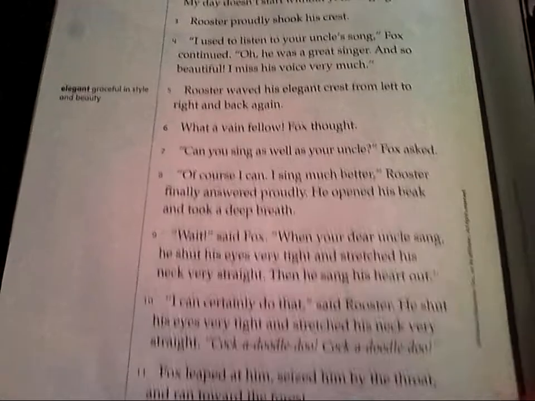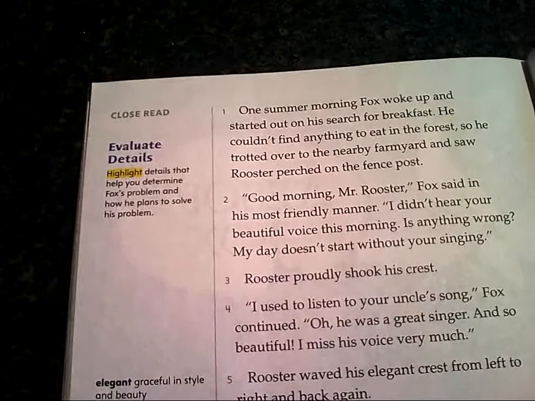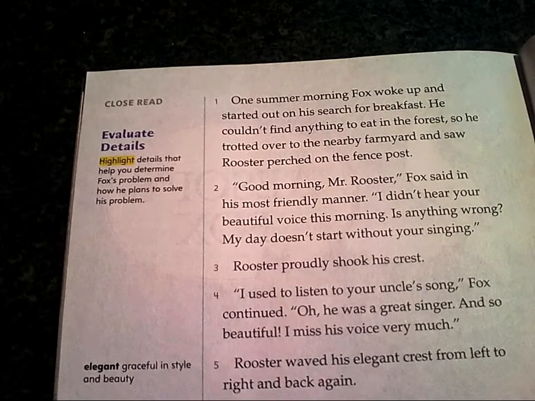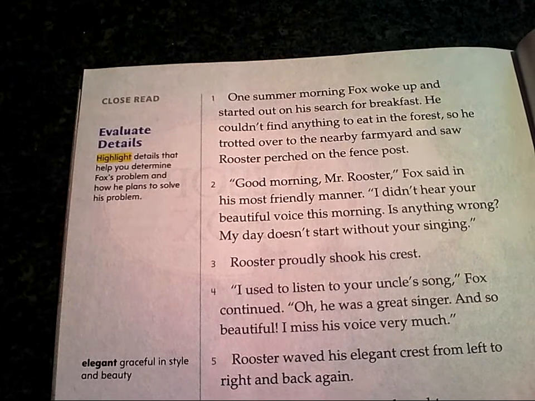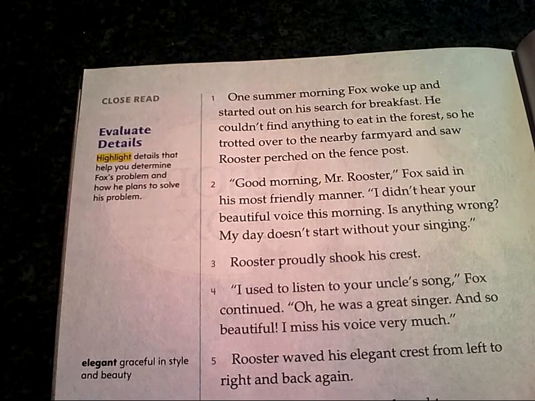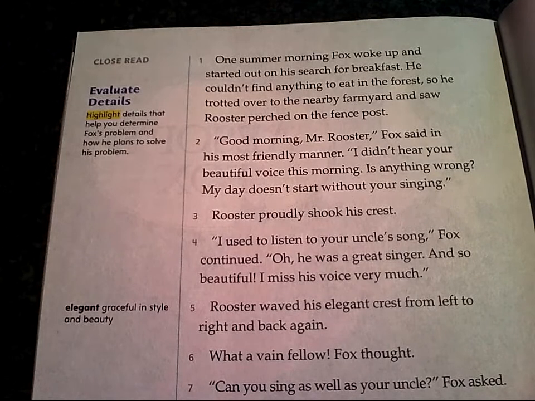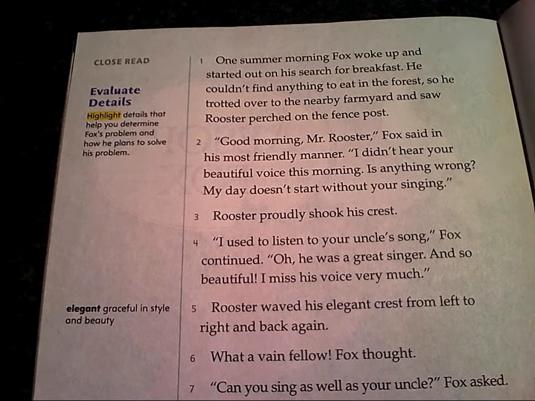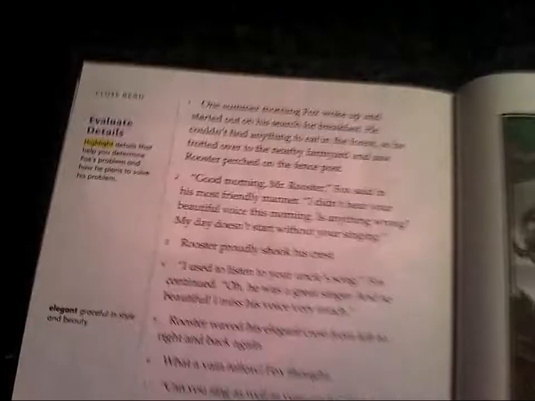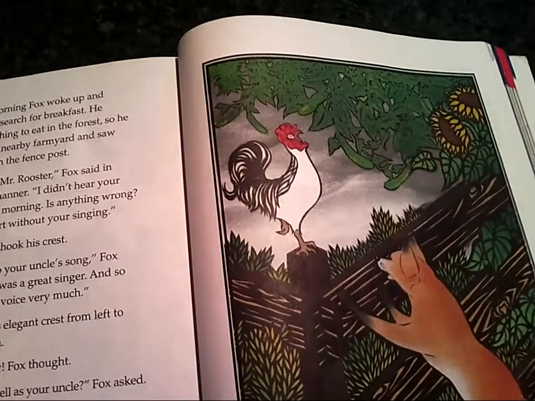All right, it says, this is something that you can do with your parents. It says, highlight details that help you determine Fox's problem and how he plans to solve his problem. The vocabulary word that we have here is elegant. Elegant means graceful in style and beauty. Someone can be wearing a very elegant dress. That can be an example. And there is a picture of Fox and the rooster.